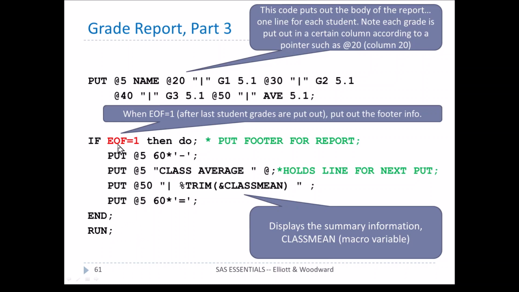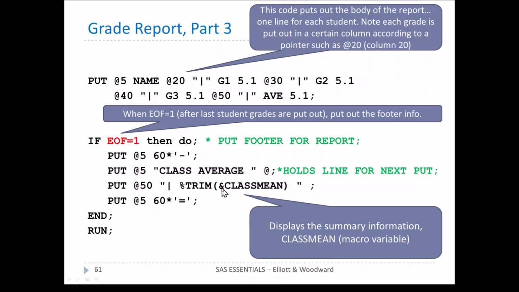But if it hits the end of file, then again, here's a do. So if at the end of the file, it's going to put a footer for the report. So it's going to enter all the people in the class. It's going to have one line for each person in the class. But after the last person in the class has been listed, then it's going to put a footer in here. And this footer is going to contain a line, and then the words class average, and then it's going to put the class mean here, and again a dashed line. And this is going to display the summary information, which includes this macro variable that we created called class mean.